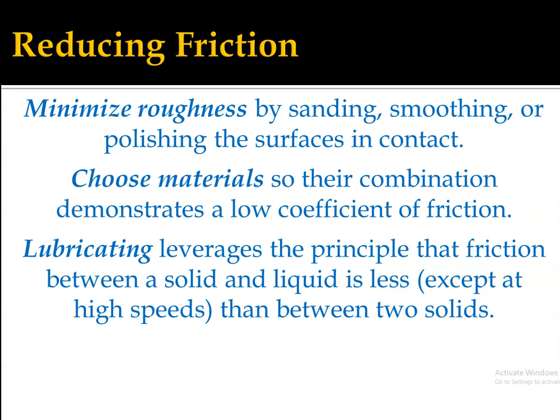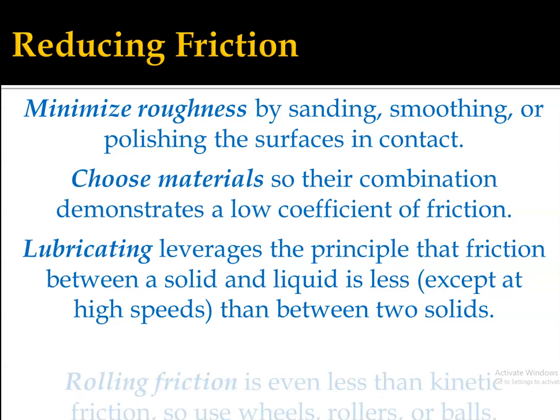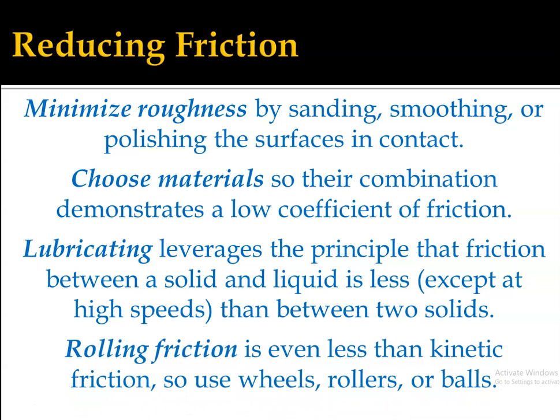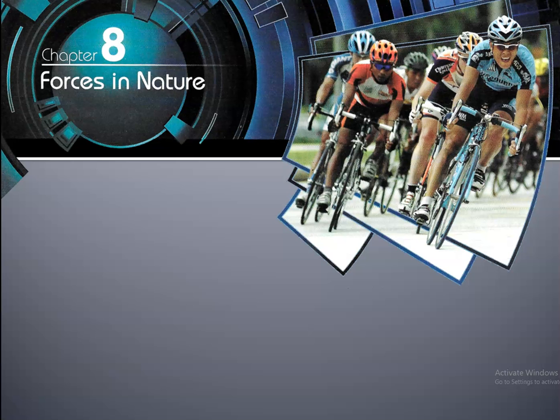Definitely on motors, we use different types of lubricants and oils, lightweight machine oils, heavy machine oils. Graphite is a lubricant. You always want to make sure you use the correct lubricant for the job. And rolling friction is less than kinetic friction. We know this, so we can use wheels, rollers, or balls to reduce friction even more.